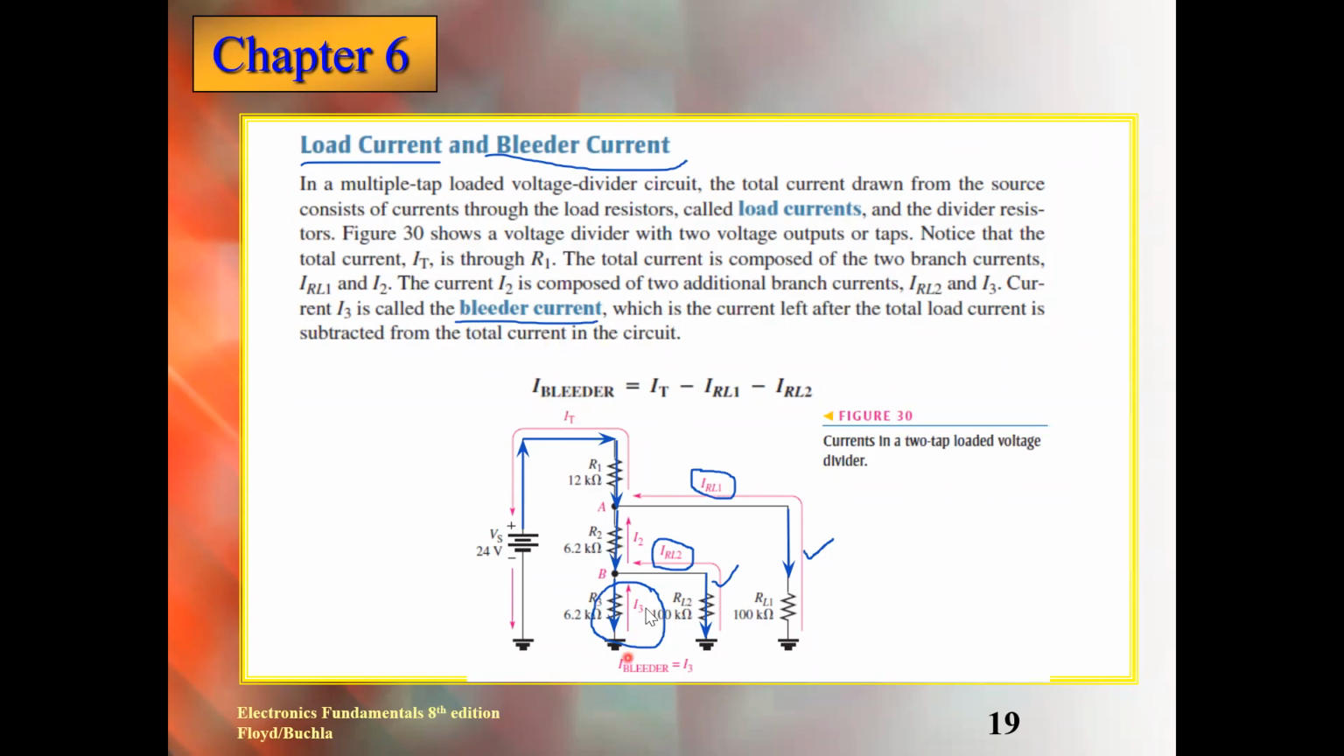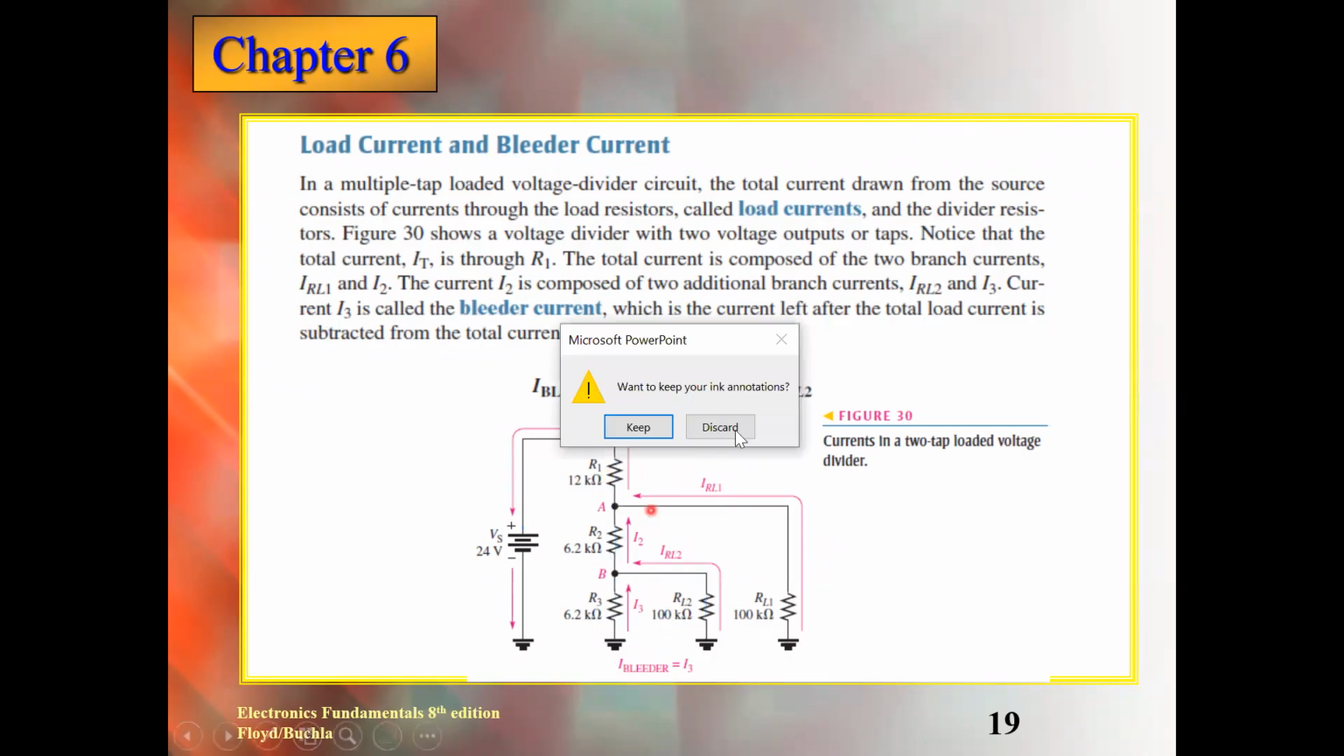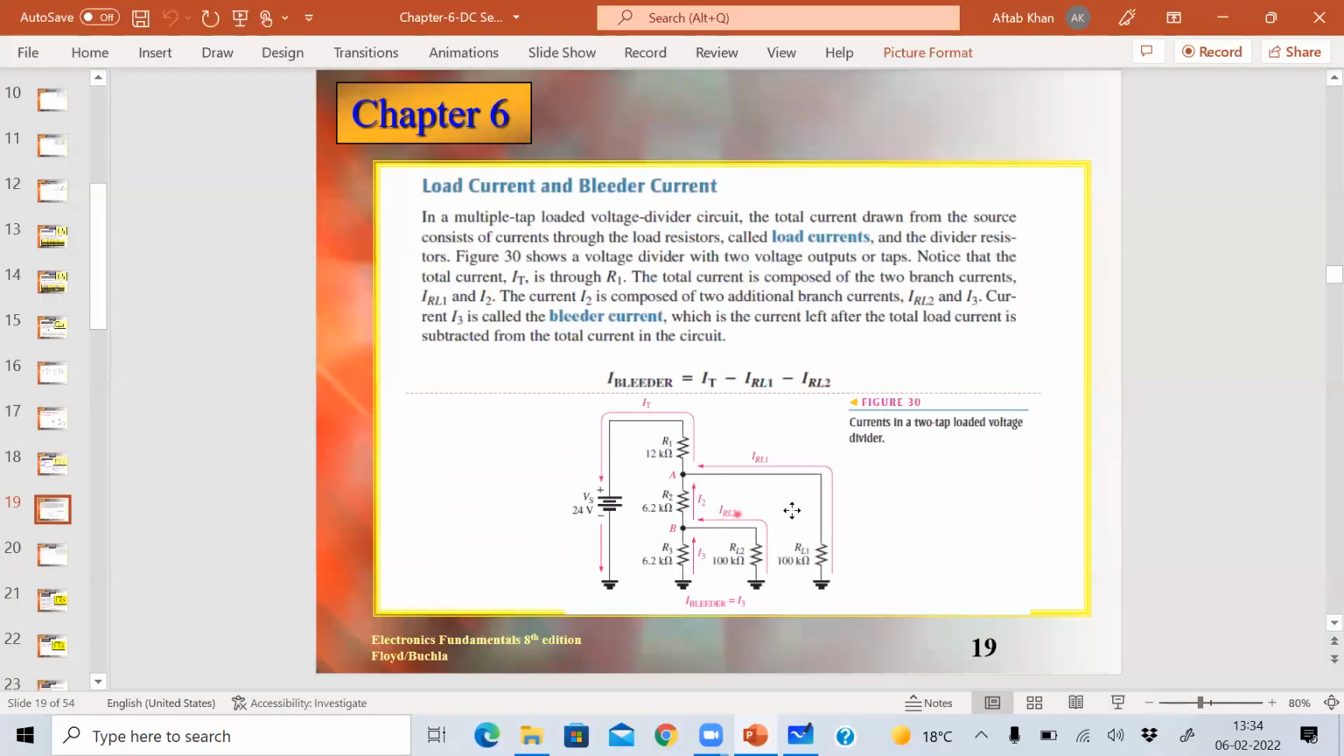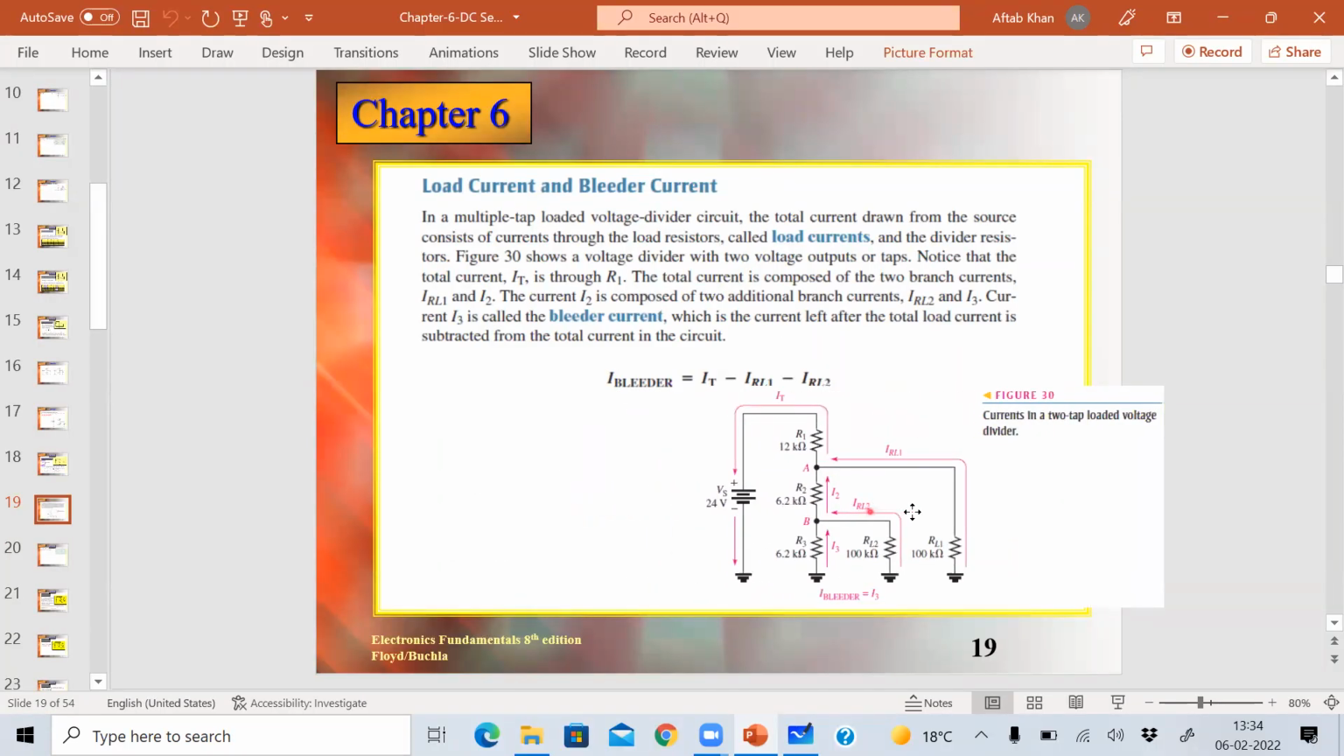So how can we find I3, or I bleeder? I bleeder will be IT, the total current which is coming from here, after subtracting the first load current and then subtracting the other load current. What is remaining is I3. This is called the bleeder current. Did you get the idea now? Yes. The idea is clear, right? What a bleeder current is.